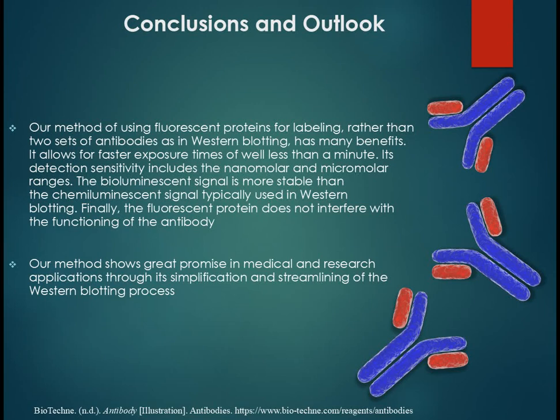Our method of using fluorescent proteins for labeling, rather than two sets of antibodies as in Western blotting, has many benefits. It allows for faster exposure times of well less than a minute. Its detection sensitivity includes the nanomolar and micromolar ranges. The bioluminescent signal is more stable than the chemiluminescent signal typically used in Western blotting. Finally, the fluorescent protein does not interfere with the functioning of the antibody.